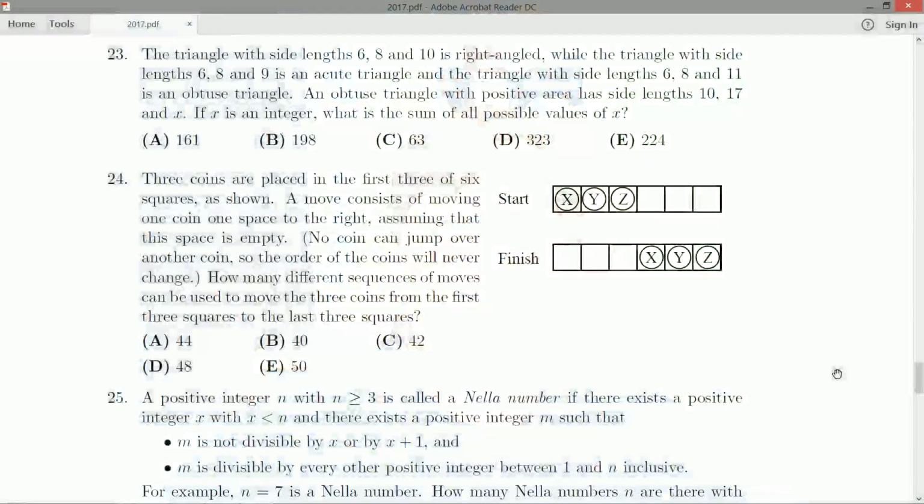Root Beer here with question number 24 on the 2017 Cayley contest. Okay, so hopefully you've tried this one and we'll try and take a look at it together now.